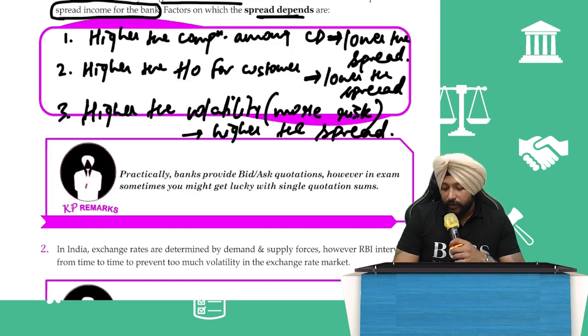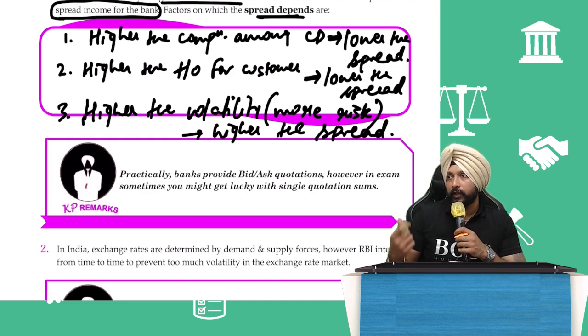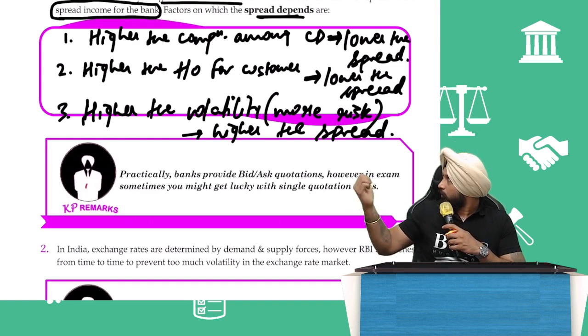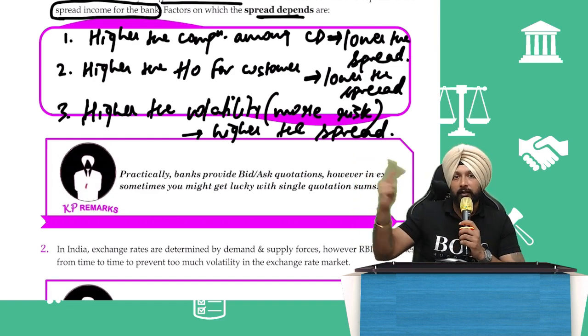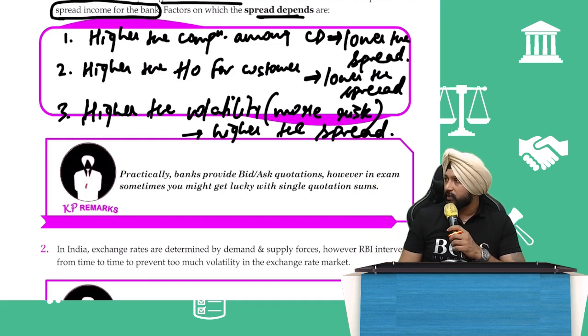Okay, so just in case they ask you a theory question or an MCQ where they are asking you the factors on which spread will depend, then you have to remember these 3 points: turnover of the customer, competition, and volatility. 3 things are important to decide how much will be the gap between bid and ask rate.